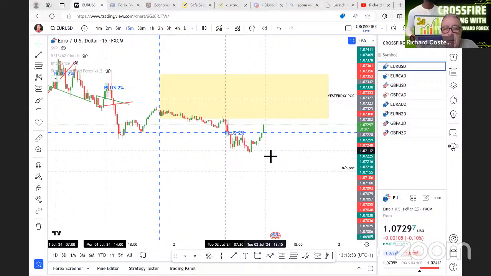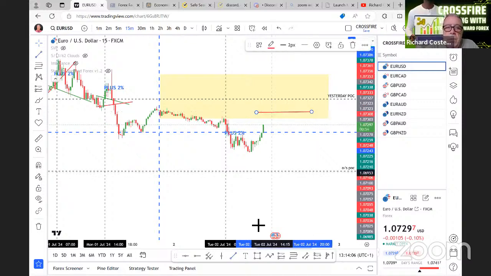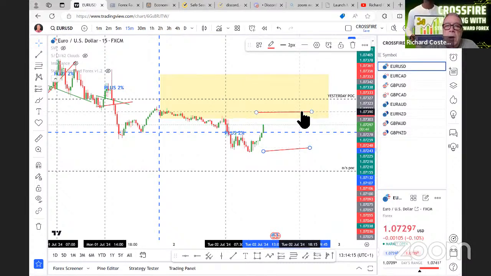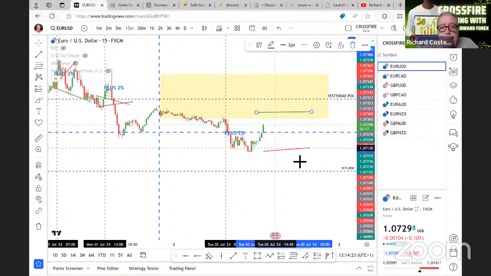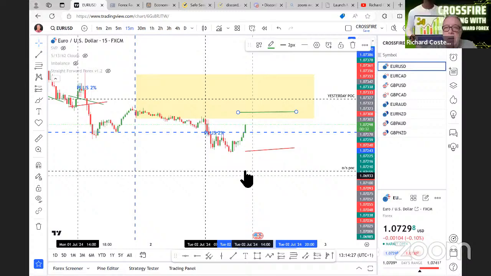So this is the 1 o'clock candle, and I want to put a trend line above where price is right now, and I'm just placing it roughly. I want a red trend line and a green trend line. I normally put the red trend line below where price is, and a green trend line above where price is. And then I wait for that 15-minute candle to close, which is any minute now. And then I'm going to place those trend lines accurately.